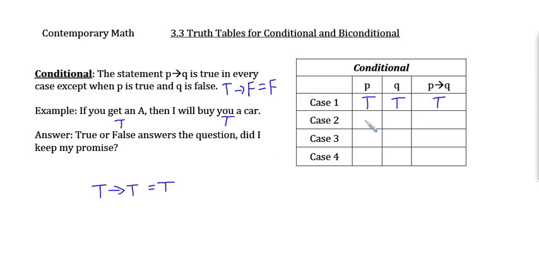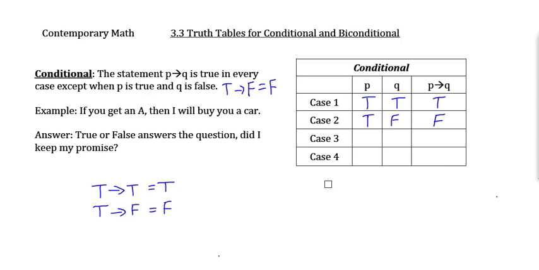Now in the next case, remember it was P is true and Q is false. So let's go ahead and take a look at our cases again. It says if you get an A, well, it's true, so you got an A, then I will buy you a car. Well, this one is false, meaning I didn't buy you a car. So you held up your end of the bargain, and I did not hold up mine. Okay? Did I keep my promise then? Well, the answer is no. So therefore, this is a false. Okay? So when we get this, we'll have T arrow F. That's going to equal our false statement.